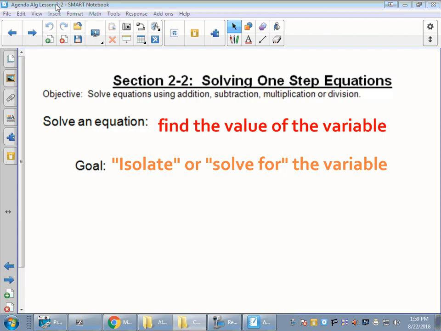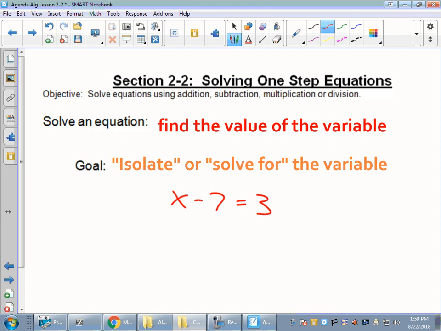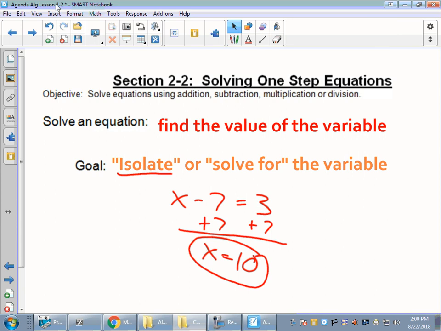And so we've all seen things like that. What we mean by isolate the variable, we've all seen things like this. What we want to do is get the variable, isolate it, or solve for it, get it all by itself. So we would add 7 in this case, and we'd end up with x equals 10. It's something I think we've done before in pre-algebra. I think we've all solved equations, and we're going to do a lot of those things.